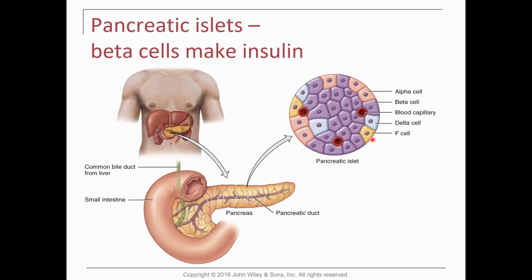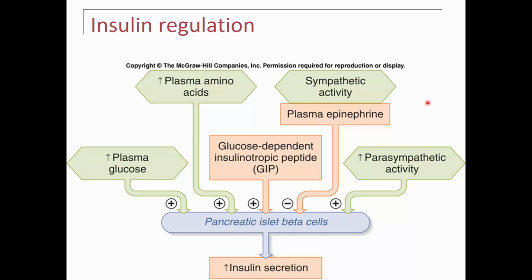So where the heck does insulin come from? Well, remember, we have this organ called the pancreas, and the pancreas produces a bunch of enzymes and produces bicarbonate. That's the exocrine pancreas. Now we want to talk about the endocrine pancreas. And in the endocrine pancreas are groups of cells clumped together in what's called an islet. And the major cell in a pancreatic islet is called a beta cell. And the beta cells are the cells that make insulin.